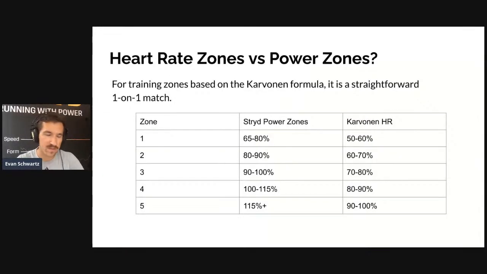Heart rate versus power zones. This is another thing. A lot of people say, well, maybe I am used to training in heart rate zones. I know the concept of a zone, but I don't want to switch to power zones because I don't know how to switch things. Well, we've done the work for you. If you're using a pretty standard heart rate zone, 50 to 60% for your easy zone, 60 to 70% for zone 2, that moderate zone, 70 to 80% of max heart rate for zone 3, 80 to 90% for zone 4, 90 to 100% of max heart rate for zone 5.